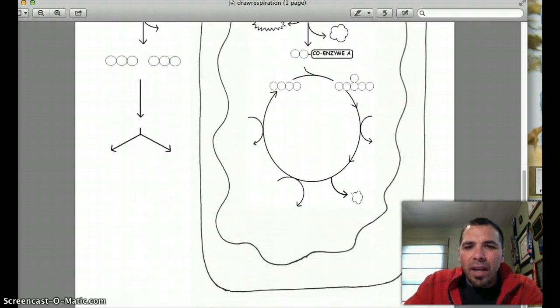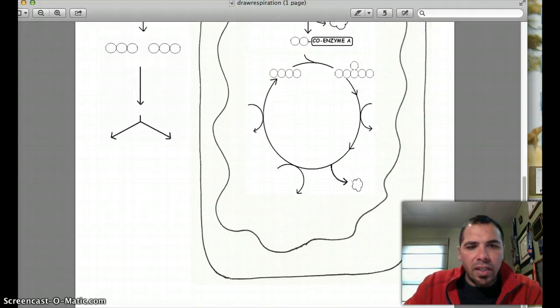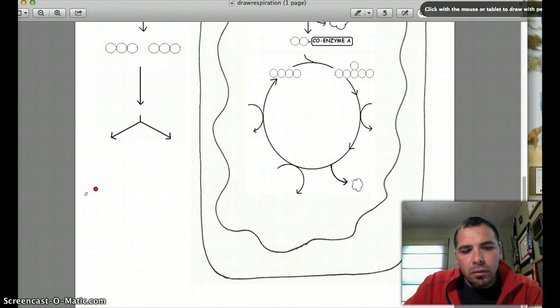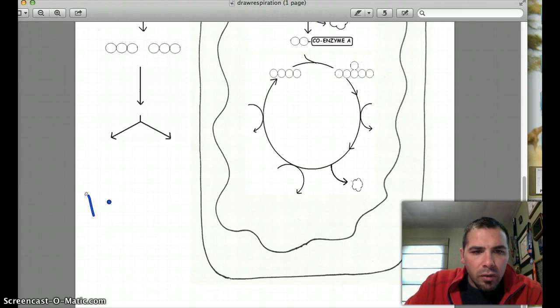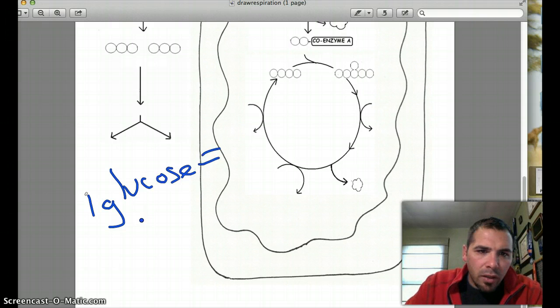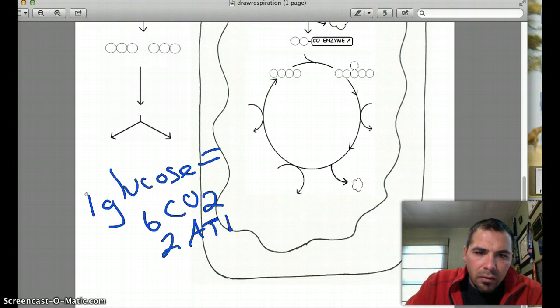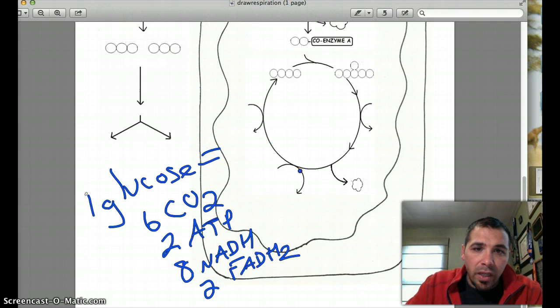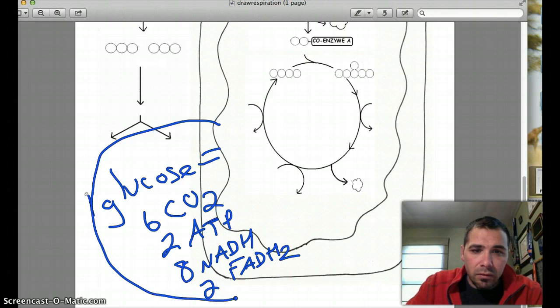So, I probably confused you thoroughly, but that's fine. What I want you to get from this, let's go with blue: one glucose molecule will produce 6 carbon dioxides, 2 ATP, 8 NADH, and 2 FADH2 in this process here.